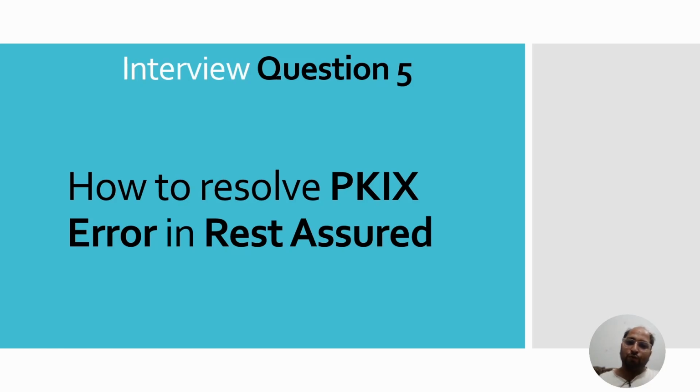So today we are going to talk about another important interview question or a problem statement that we encounter during API automation. So what is this problem statement? Sometimes when we try to hit an endpoint, an HTTPS endpoint, we get a PKIX SSL handshake error. This is what we are going to discuss, and then we will discuss the solution using Rest Assured. We'll be discussing one approach in the current lecture, and in the next lecture we'll be discussing a different approach.